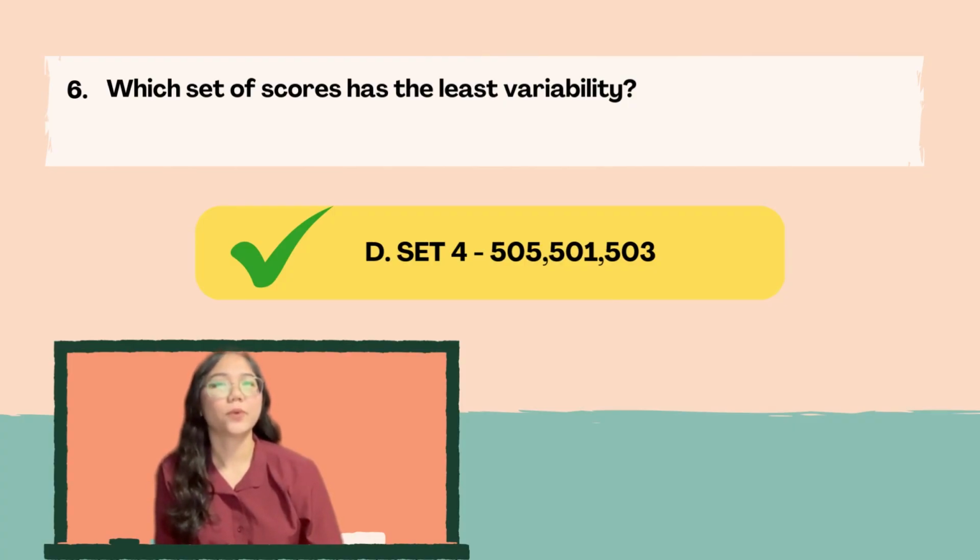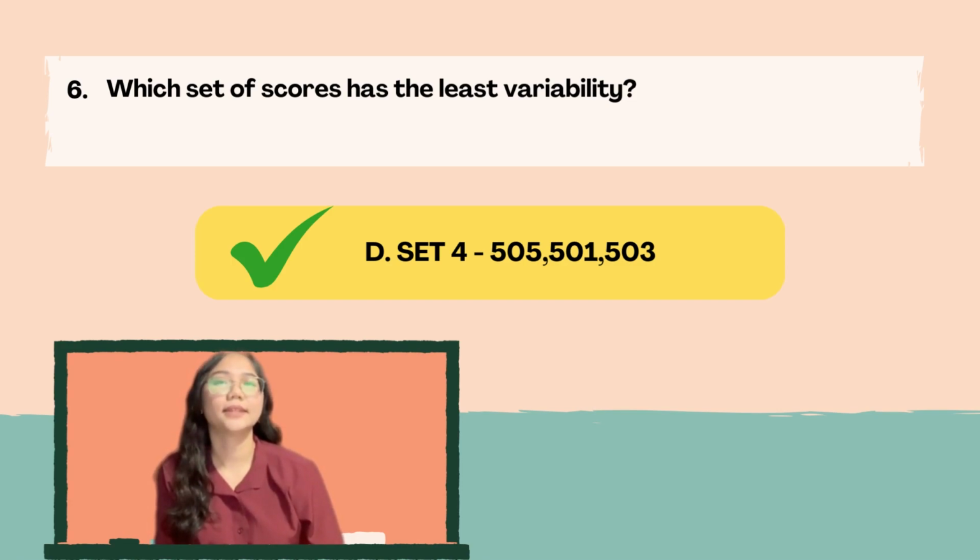For set 1, the highest value is 20, while the lowest is 0. To get the range, 20 minus 0 is equal to 20. For set 2, the highest is 55 minus the lowest, 25. The answer is 30.